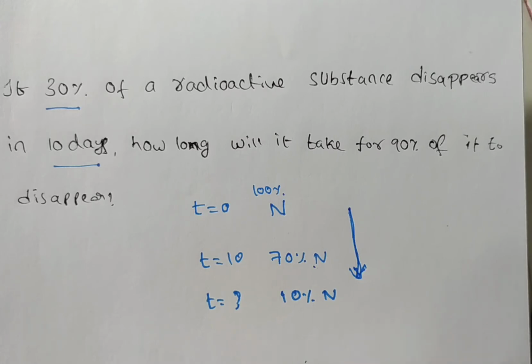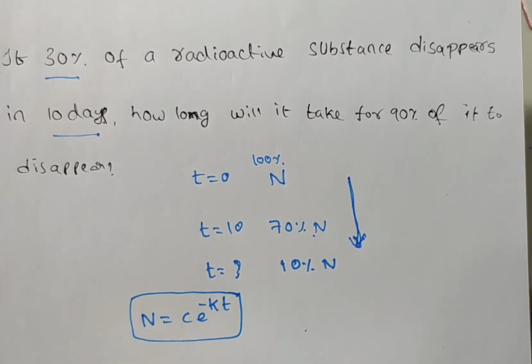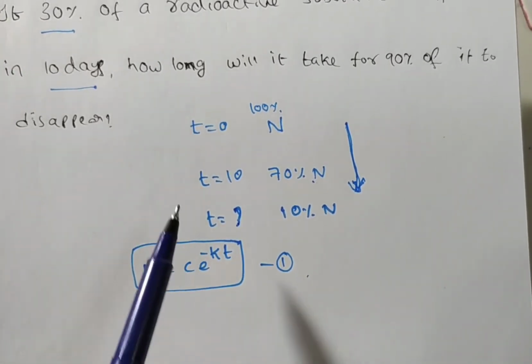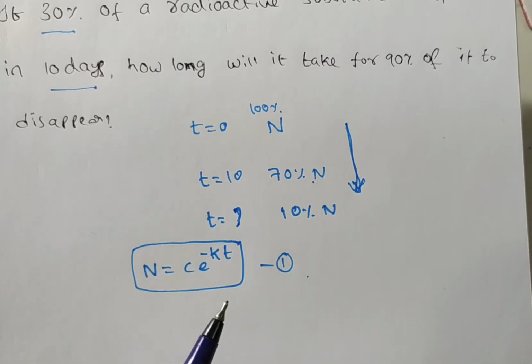natural decay. In natural decay we have a formula, that is N equals C e to the power of minus kT. This is the formula. From this formula we have to get the T value. Here you see how many conditions they have given? 1, 2, and the third condition we need to find. So this problem we can solve in 3 steps.